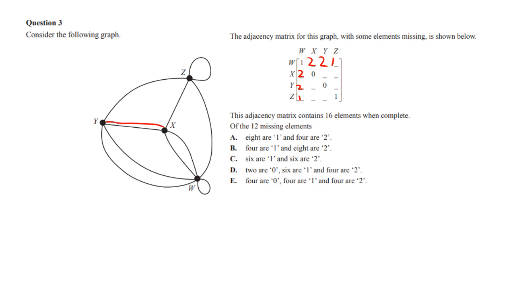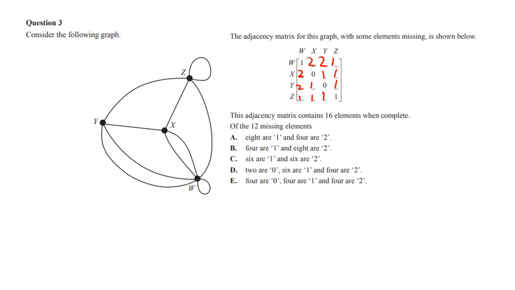So X to Y, there's just 1. And X to Z, there's just 1. So 2, 0, 1, 1, 2, 0, 1, 1. Second row, second column, same thing. That's symmetry. The next one is just Y to Z. So if you go Y to Z, there's just 1, which means there's just 1 there, and we've completed our graph. All right. There are 16 elements when complete.